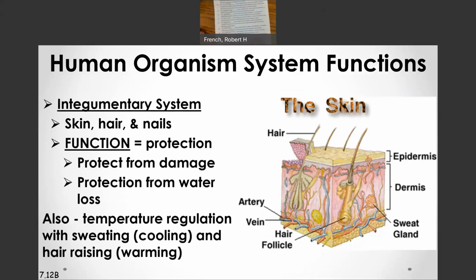All right, next, the blank system includes the skin, hair, and nails. That'd be the integumentary system. Its function is to protect the internal body from germs, damage, and water loss, and to help regulate body temperature.